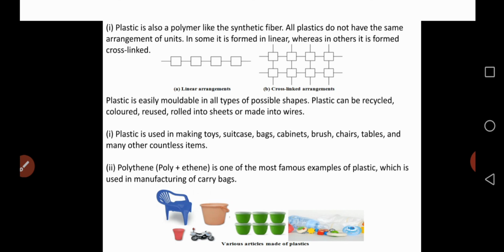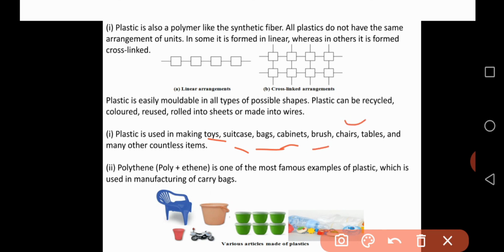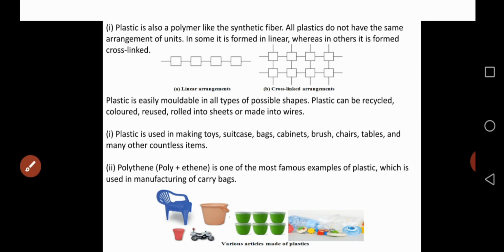Similarly, we use plastics in making many articles. We use plastic in making toys, suitcases, bags, cabinets, brushes, chairs, tables, and countless other items. You observe here, so many articles are there, and we use these articles in our daily life.